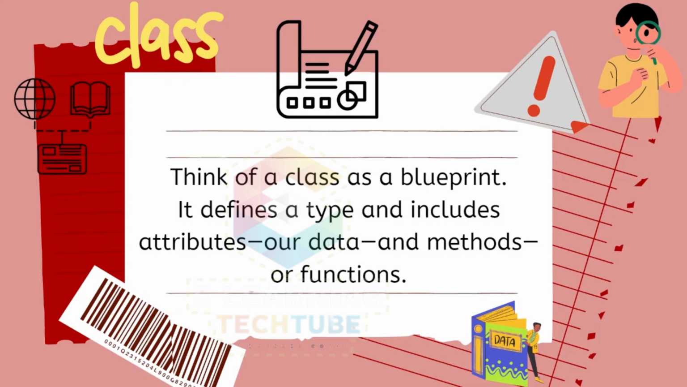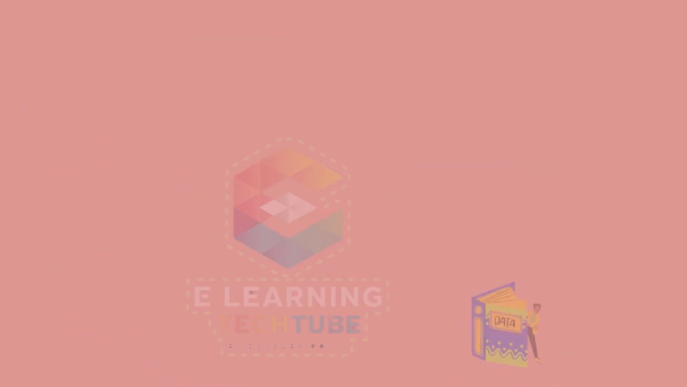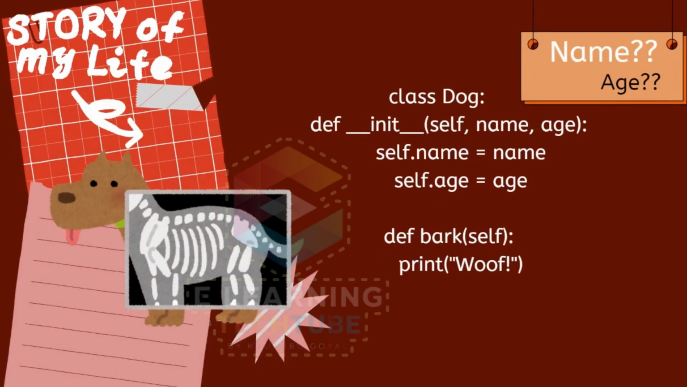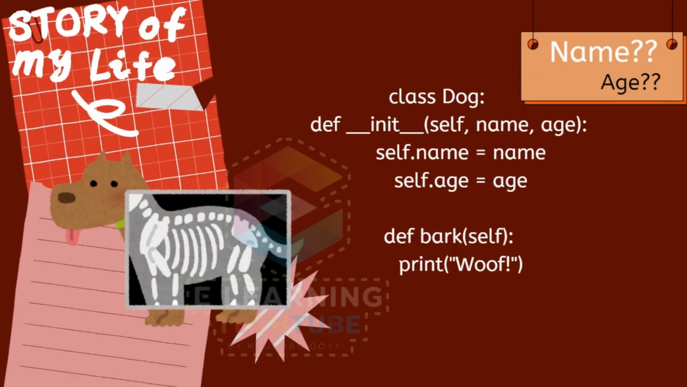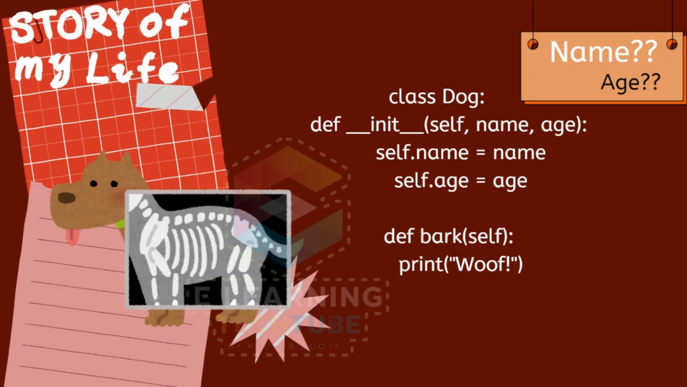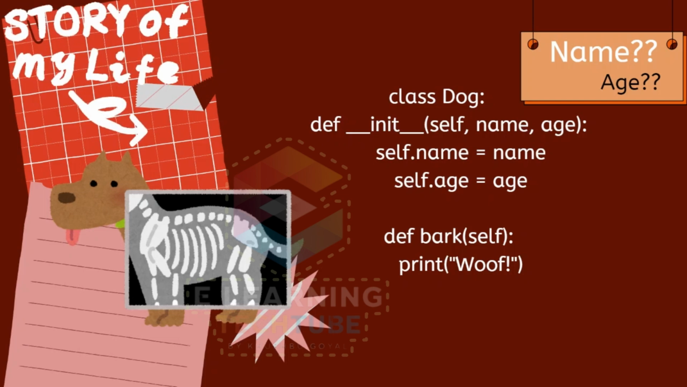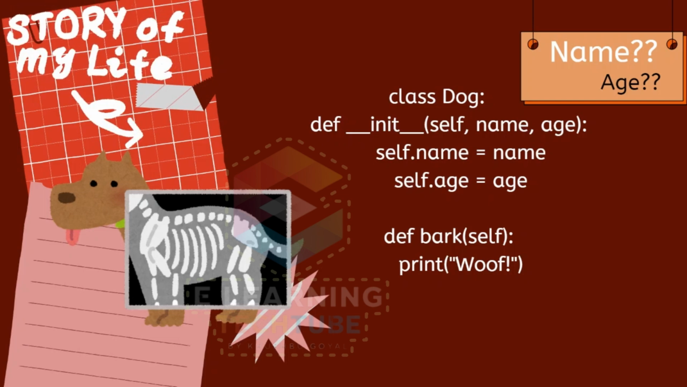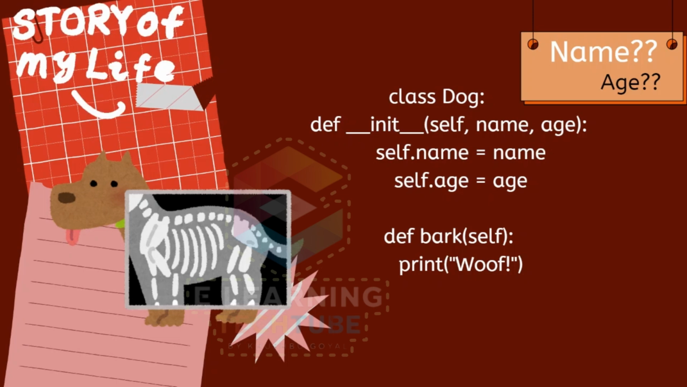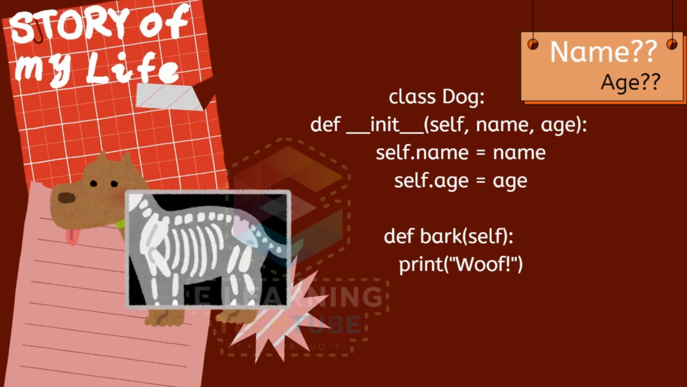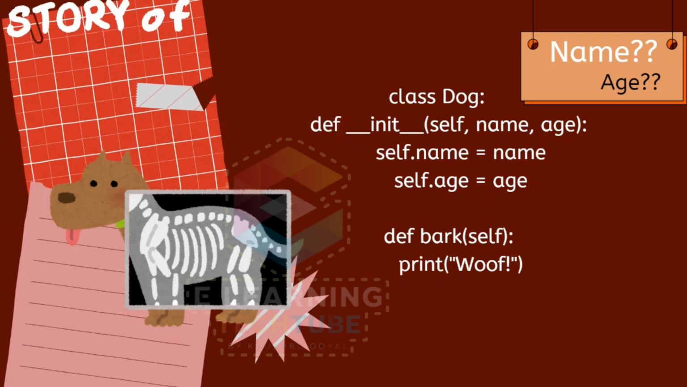So a class acts as a blueprint, it defines a type, it includes attributes of our data, and it also has methods which are called functions. So let us design a class called Dog. Yes, we are going to design a class Dog, and to define a class called Dog in Python, we are going to write this code: def __init__, and then we will pass self, name, and age as the parameters. Then self.name is equal to name and self.age is equal to age.